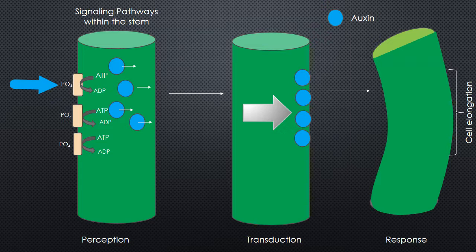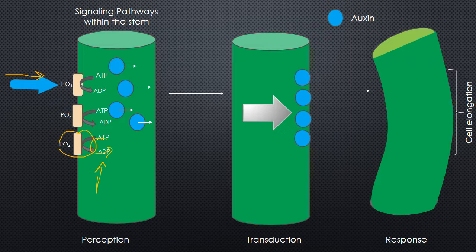Okay, so here we go. Here's the perception portion. Here is our phototropin and our ATP. It turns into ADP because we've transferred a phosphate group. Just trying to get you oriented as to what you're looking at here. Here's our light coming in from one side. It's particularly blue light because that's what phototropin responds to.